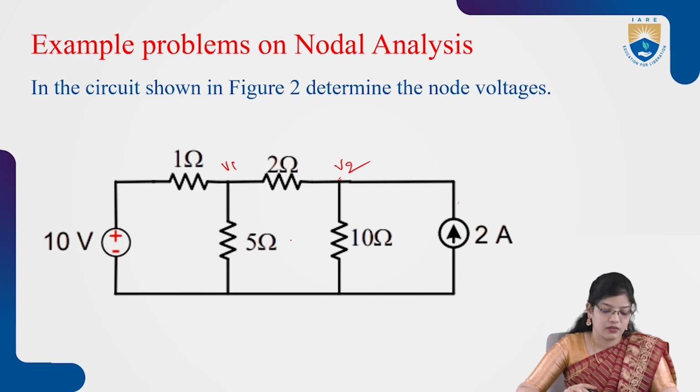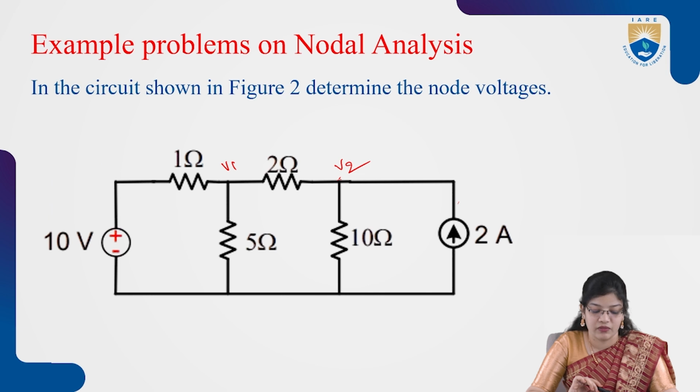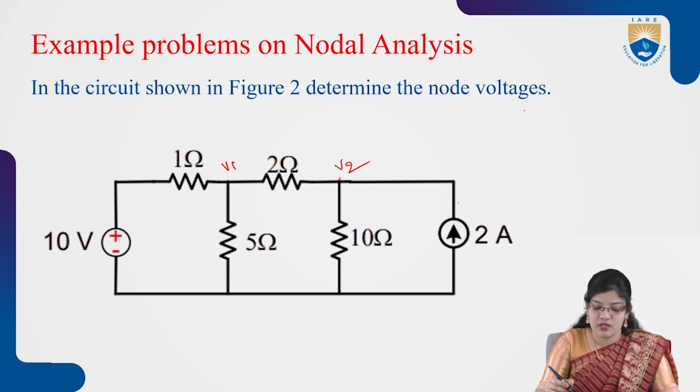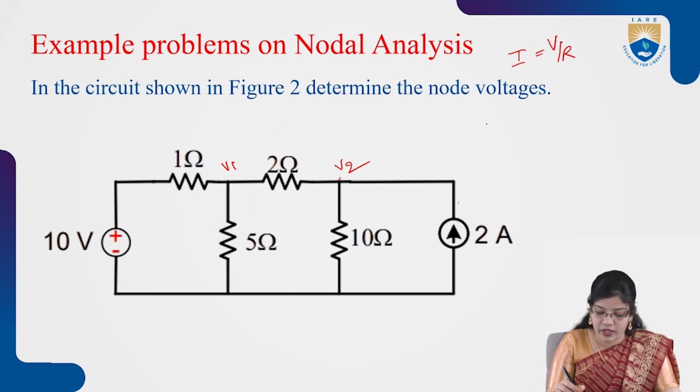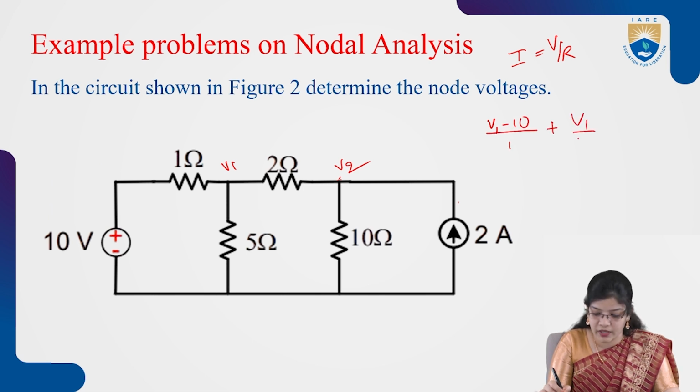So first the V1 node will be taken as shown in the previous problem. First we have to write the equation in terms of I equals V by R. So in terms of V by R, we write it as V1 minus 10 by 1 plus V1 by 5 plus V1 by 2 equals 0.